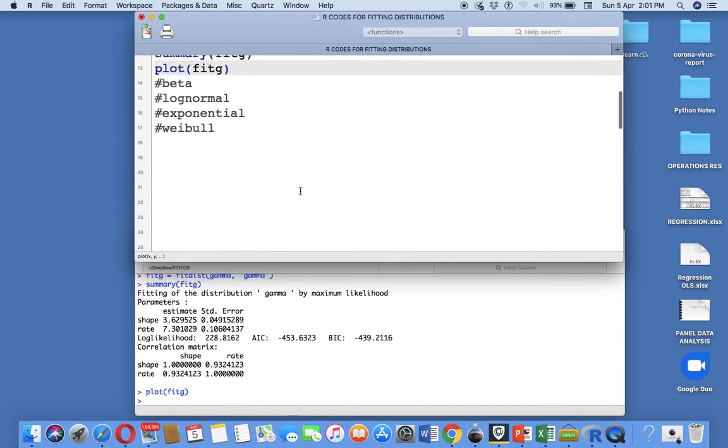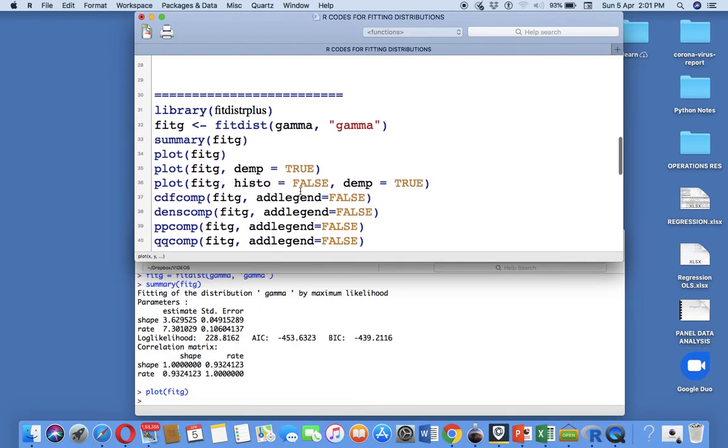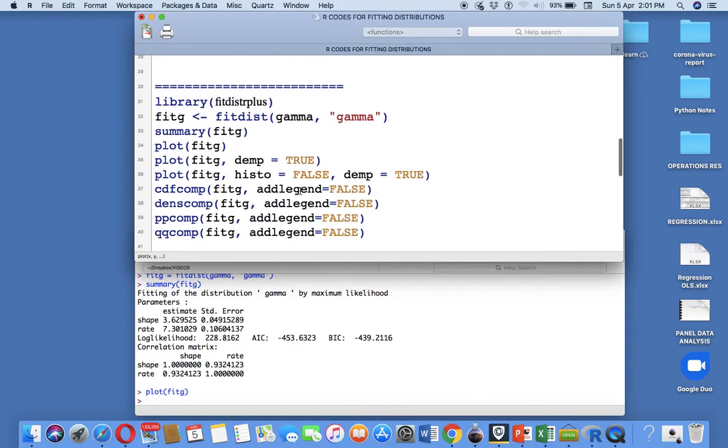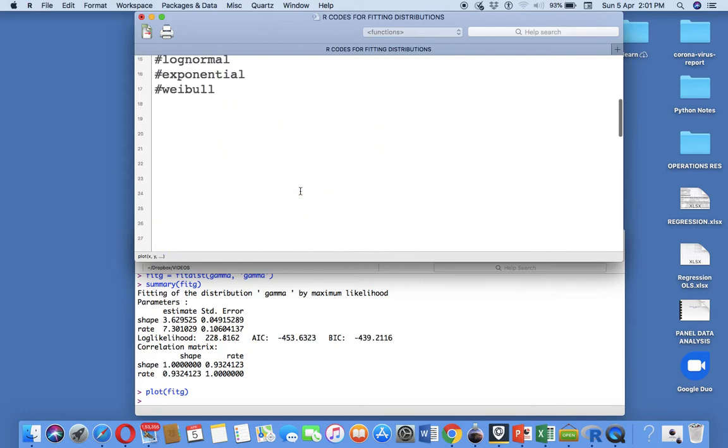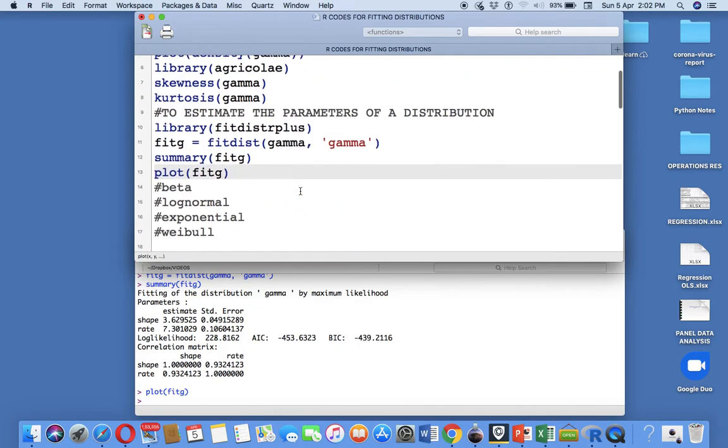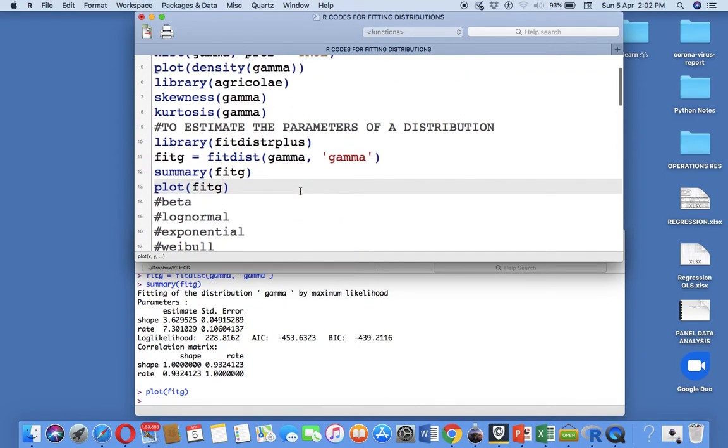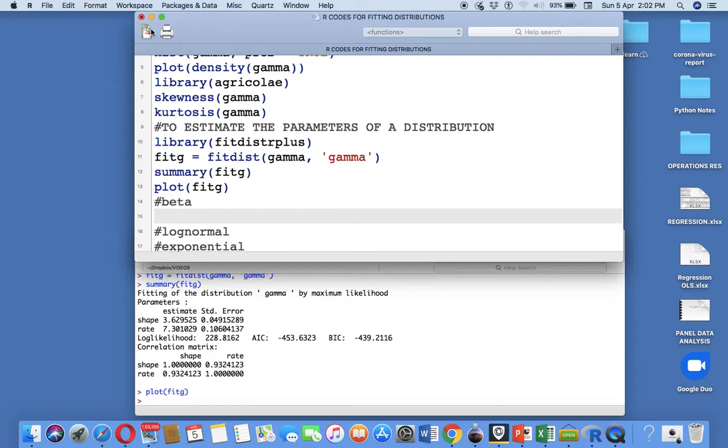Now later you will be given real data and you will be able to plot it. Right? So these are all extensions of that, so you don't have to worry. Okay. Now that you've understood the gamma distribution, let us now go and fit a beta distribution.